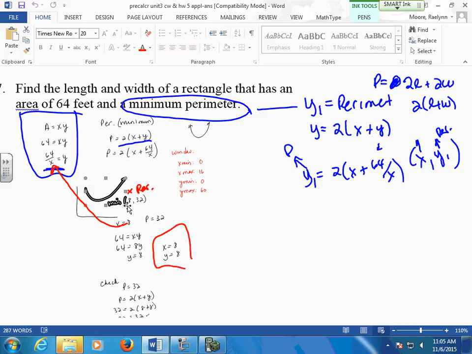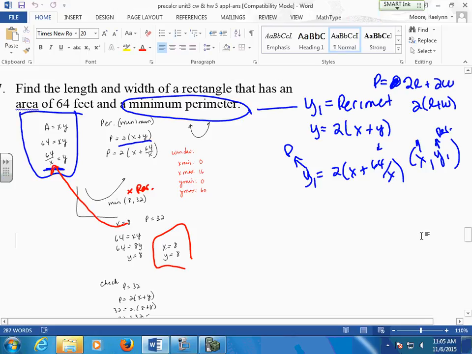Good? Questions on these at all? Everybody maximize and minimize? So whatever maximize, minimize goes in your Y1. Okay. And changing the graph is probably the hardest part. Good? Alicia, you good? All right.